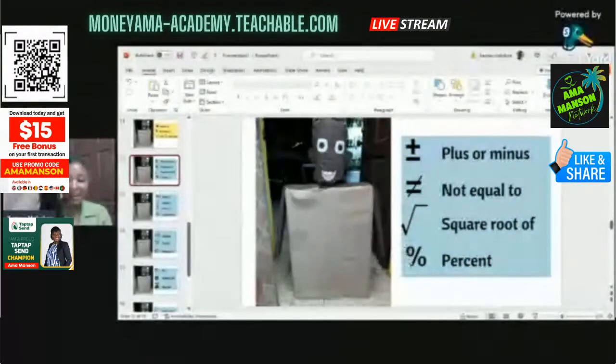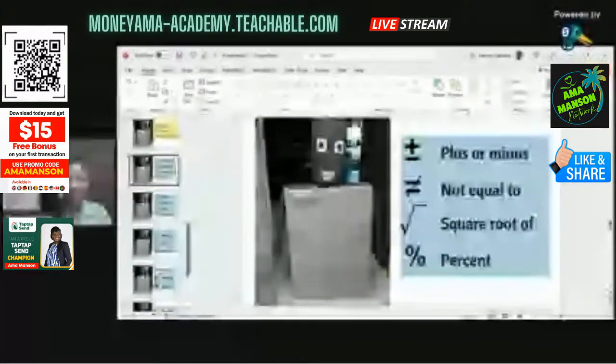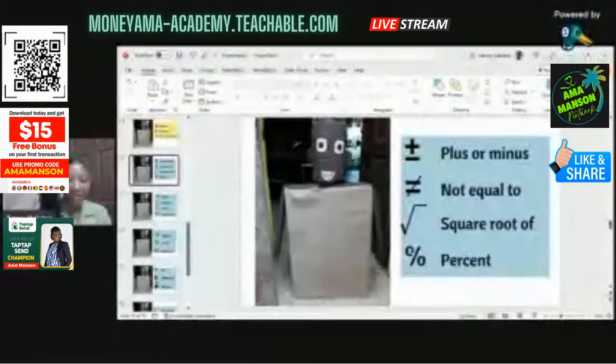This is the symbol for percent. And percent means out of 100. It's expressed out of 100. Per, out of, cent, 100. So 80% means 80 parts out of 100 parts.